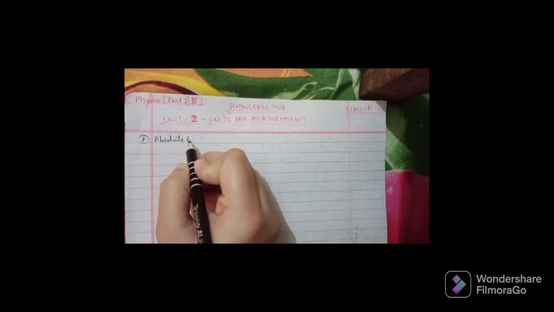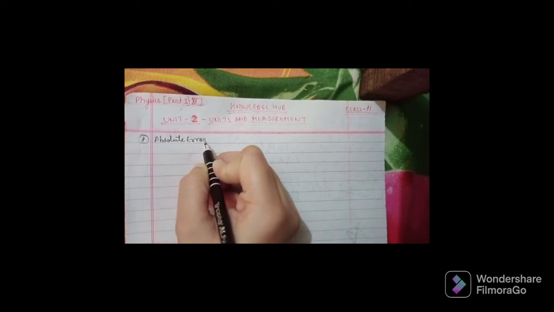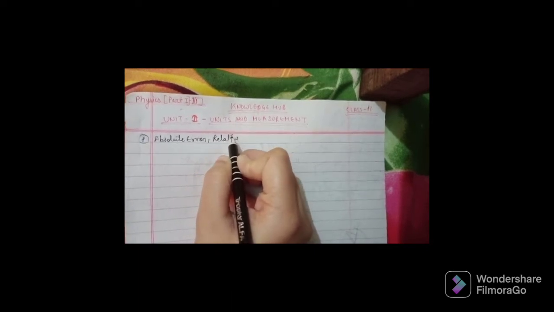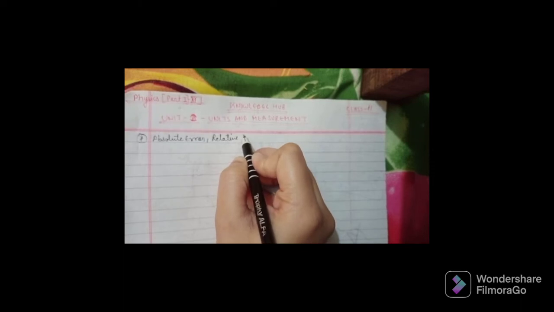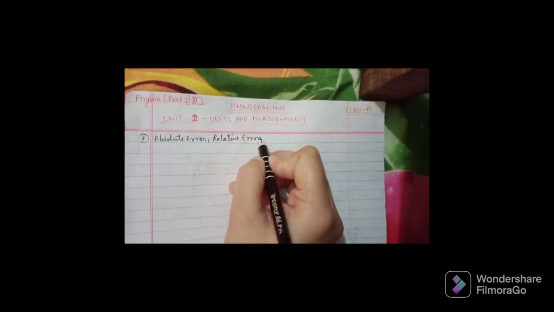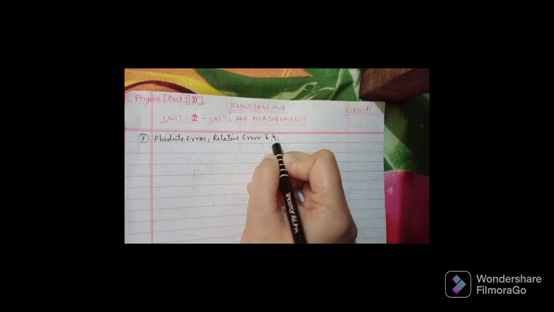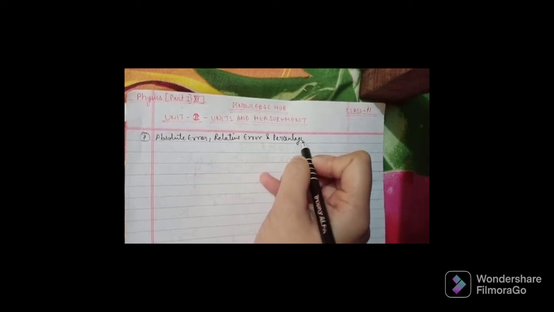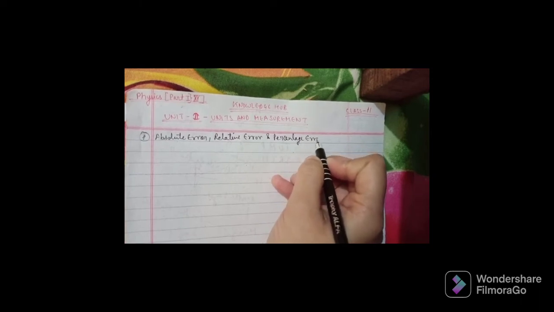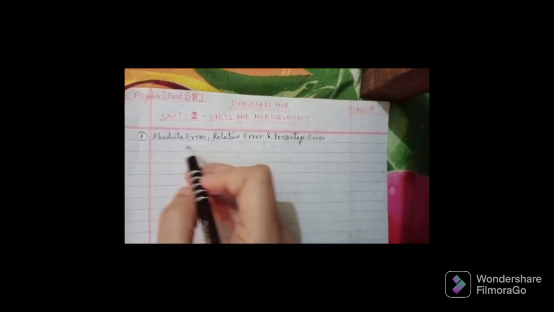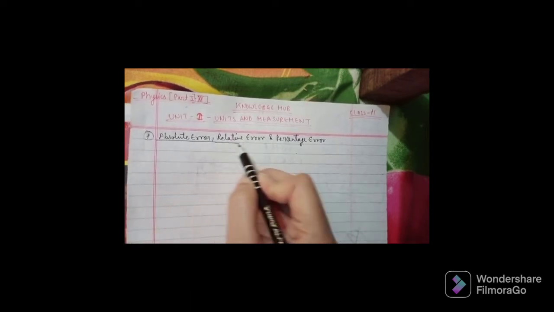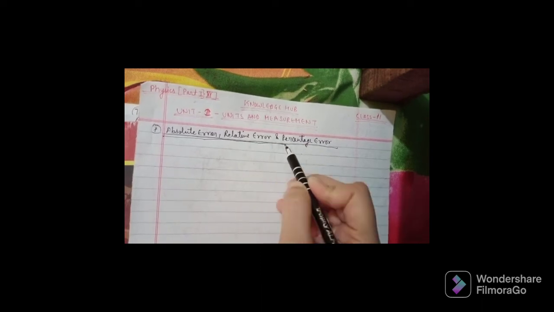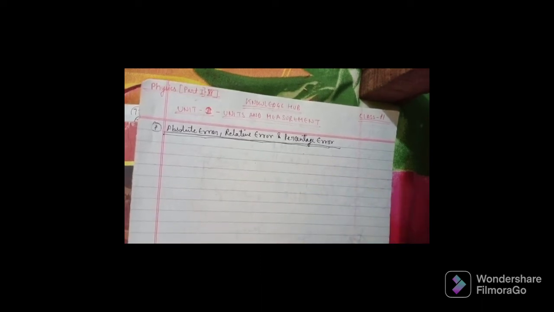Absolute error, relative error, and percentage error. These are all important, so we have to discuss them here in detail.